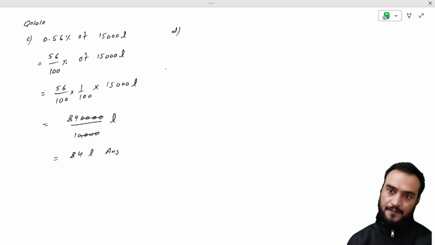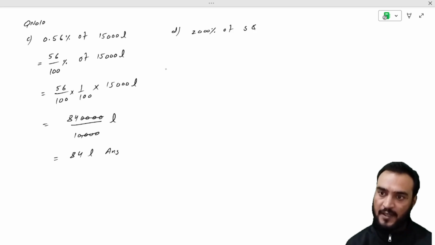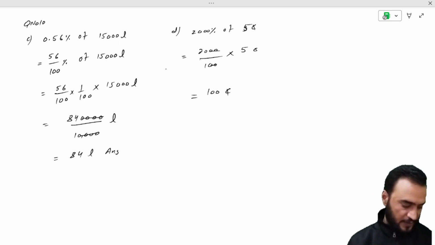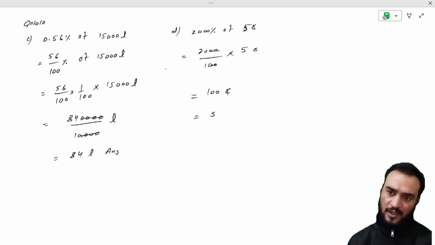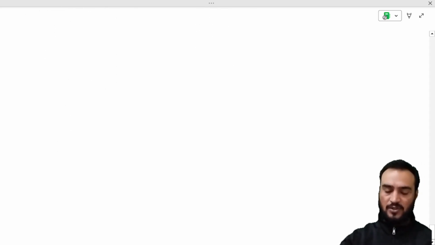Now part D is 2000% of 5 cents. What does 2000% mean? It means 2000 out of 100 times 5 cents. So two zeros are cancelled. 20 times 5 is 100 cents. This is the answer of this question. And 100 cents means $1. So this equals $1. Okay, so this is question number 10. Now let us solve question number 11.